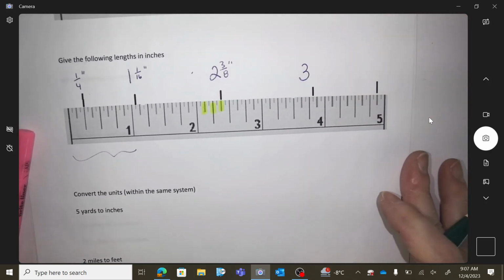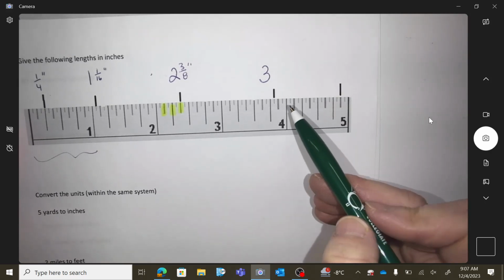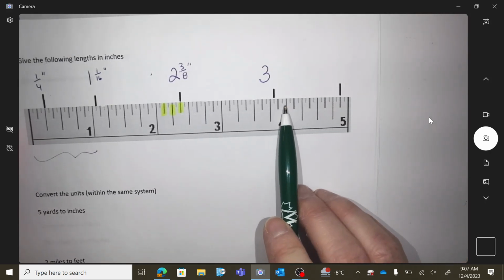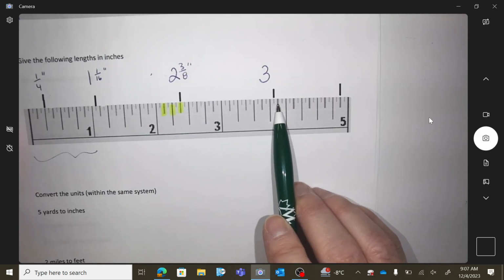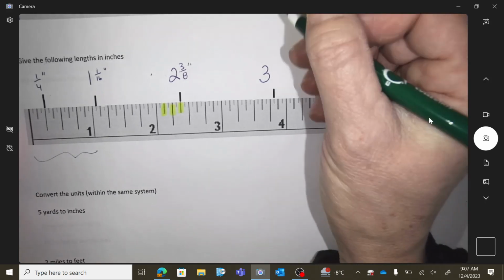3 and, so this one is on a little tick, so it will be in a 16th marker, and I would actually count backwards. So if this is 16, 15, 14, so this would be 13.